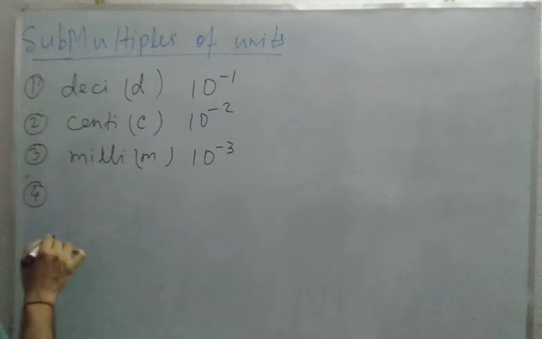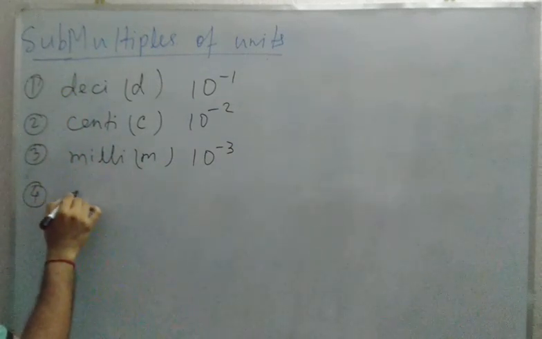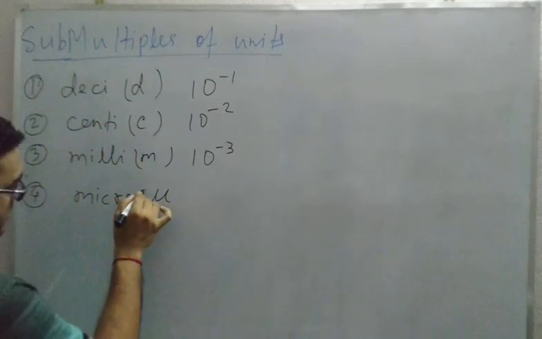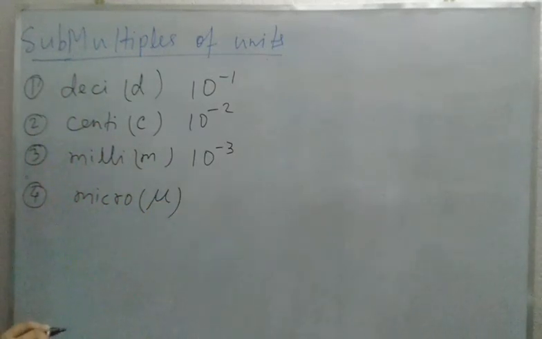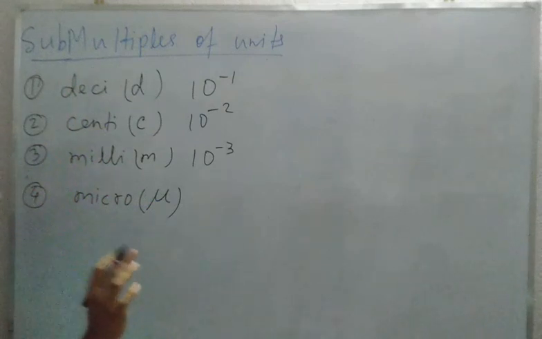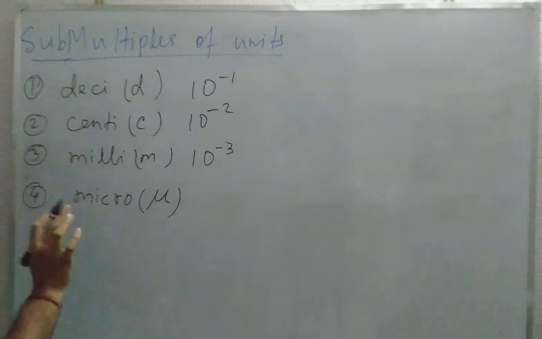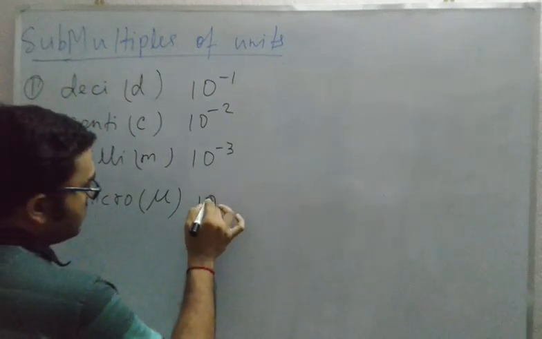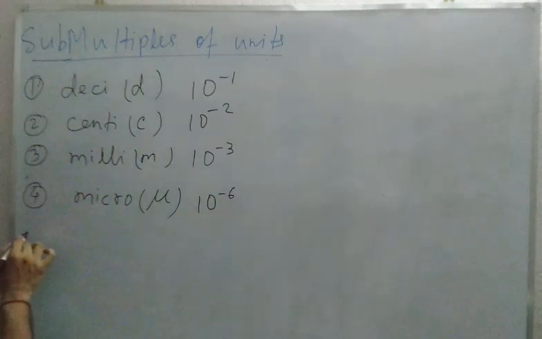Fourth one comes micro. It is represented by a symbol, mu. It is not u, please be careful. This is not u, rather it is mu. It is a symbol. Its value is 10 to the power minus 6.